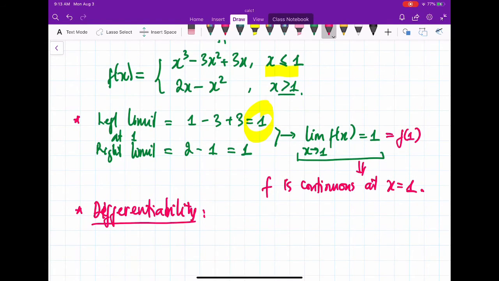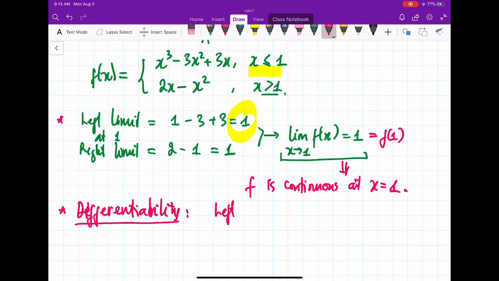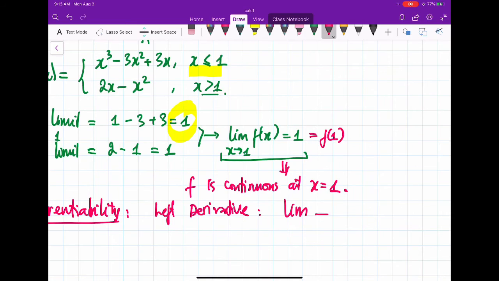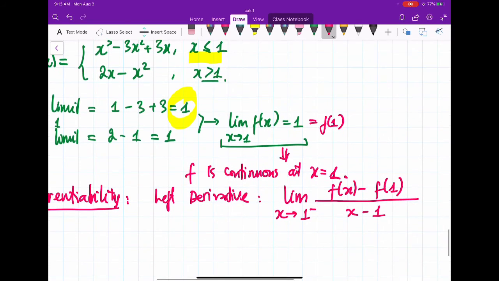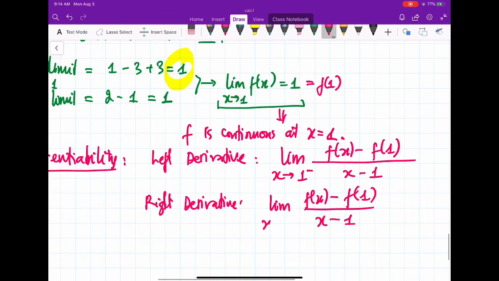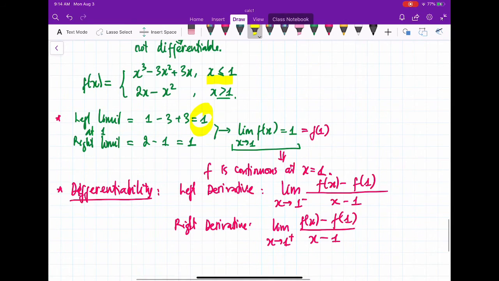Then we need to consider the left derivative and the right derivative. So we need to consider the limit of f of x minus f of 1 over x minus 1 when x approaches 1 from the left, right? And the right derivative, that is the limit of f of x minus f of 1 over x minus 1 when x approaches 1 from the right. Of course, when you plug the function into these limits, you need to pick a different one, right? Because for the left you have x cubed minus 3x squared plus 3x, but for the right you have 2x minus x squared. So you have different functions in here.